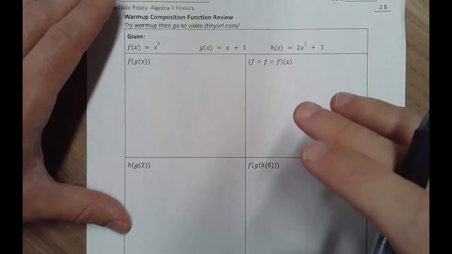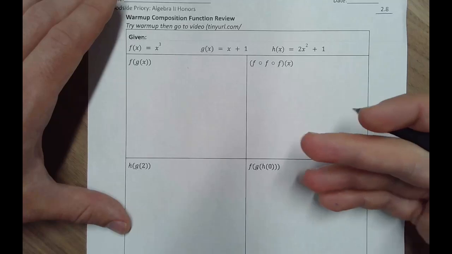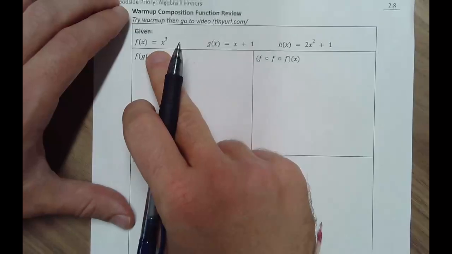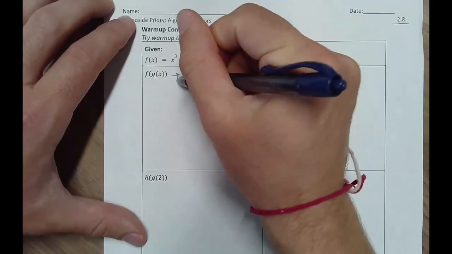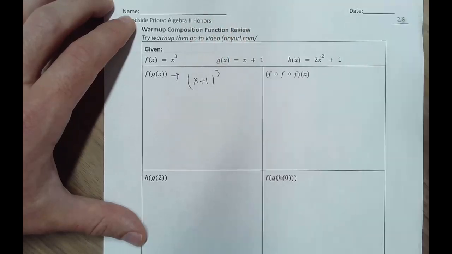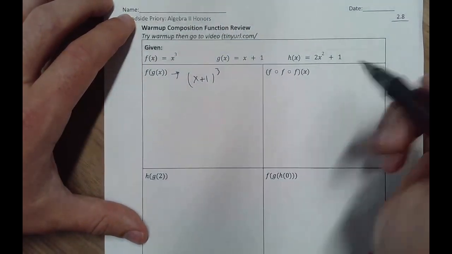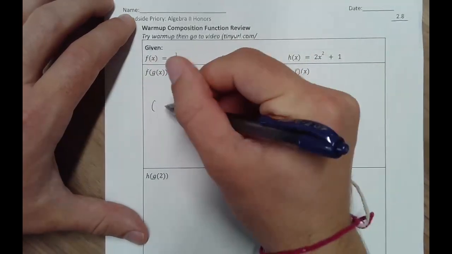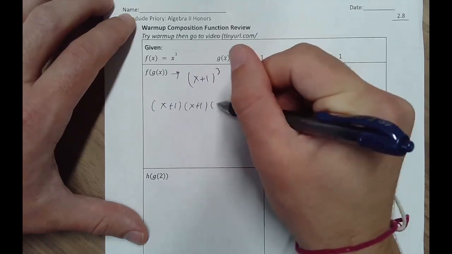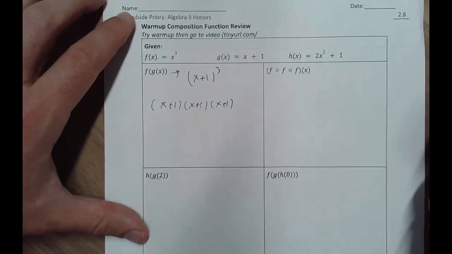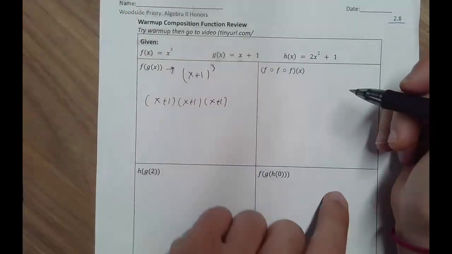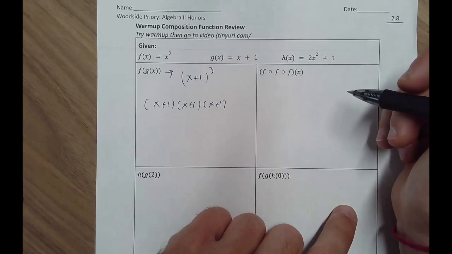Okay, so I'm assuming you've tried these. Let's go over them. f of g of x. So g of x is going inside the input of f of x, so this would become (x plus 1) to the power of 3. Okay, we could simplify this out. It's okay if you didn't, but if you multiply out (x plus 1) times (x plus 1) times (x plus 1), this would simplify that composite function, okay?